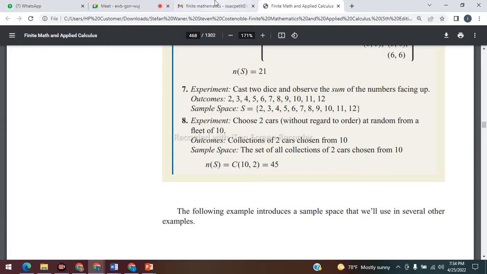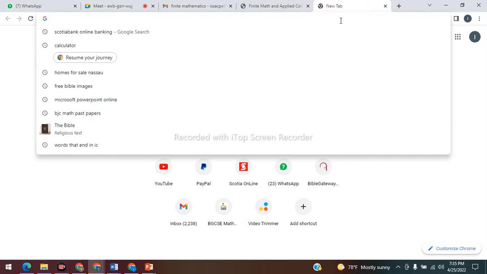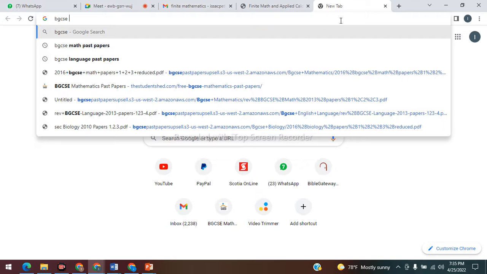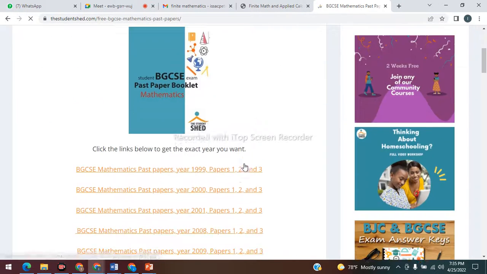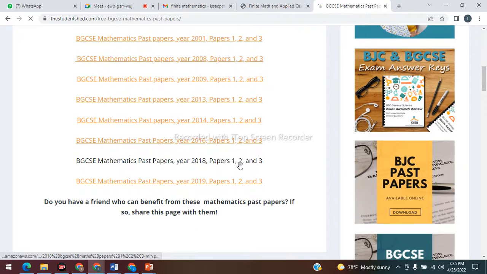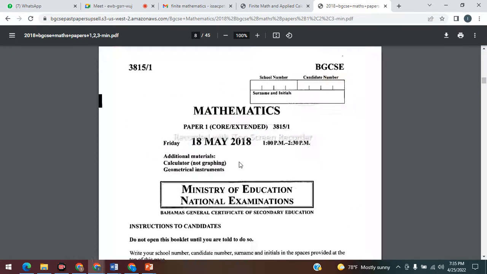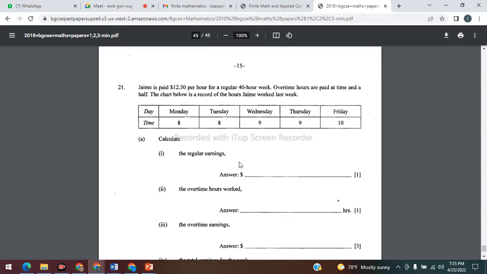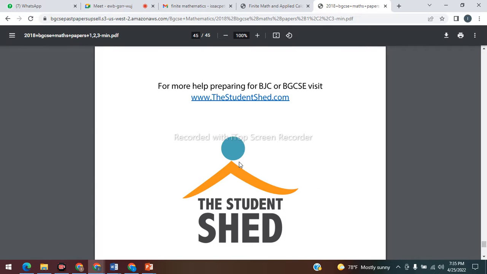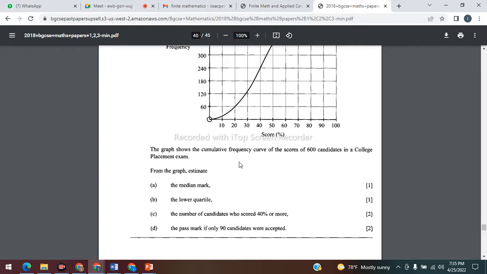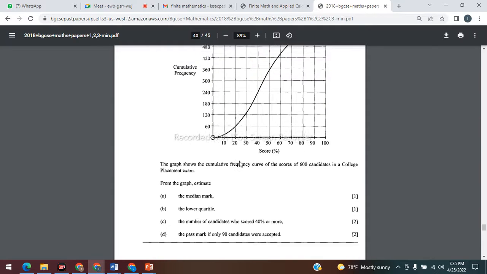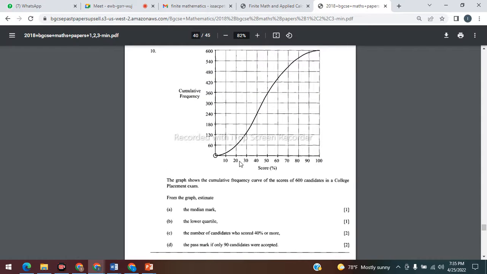let me just show you all in a past paper, just so y'all can get a feel of it. Maybe I'll give you all that Form 5 BGCSE math past papers. A student shared it. I think it was 2018 that I saw on the cumulative frequency. Yeah, there we go. Good. So do this one for homework for me, please. And then tomorrow we can go over it.